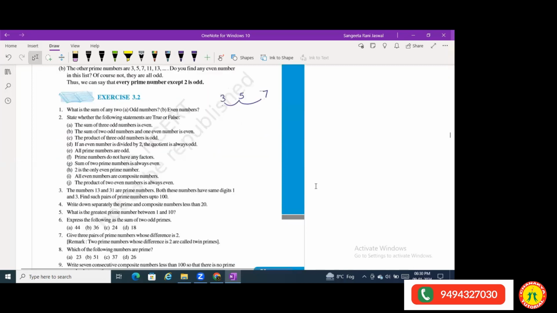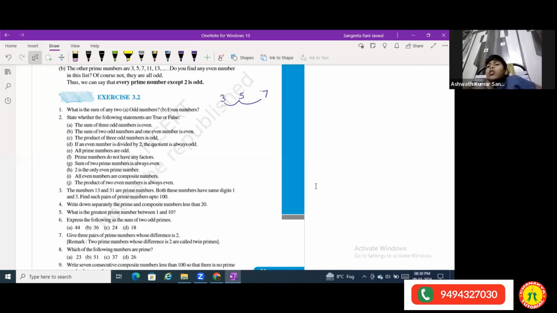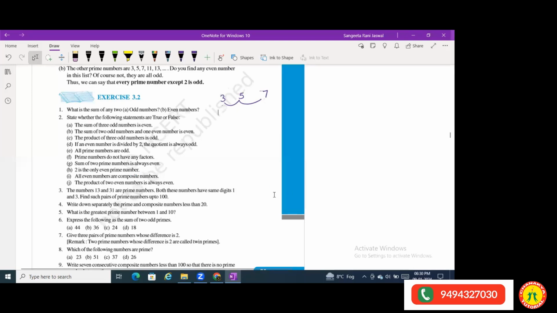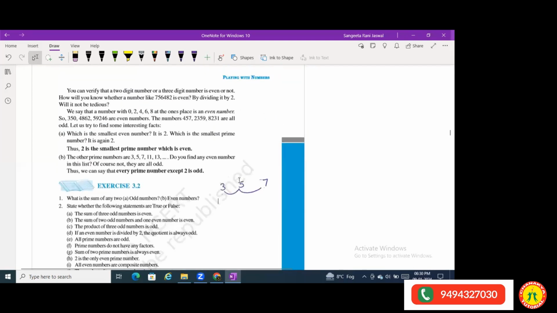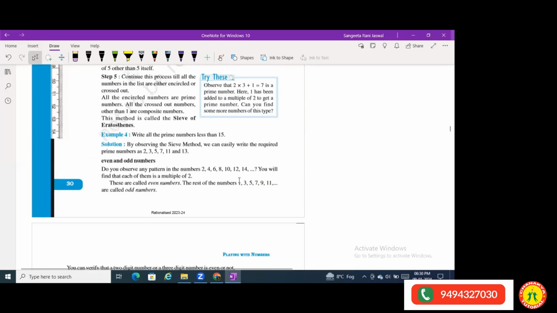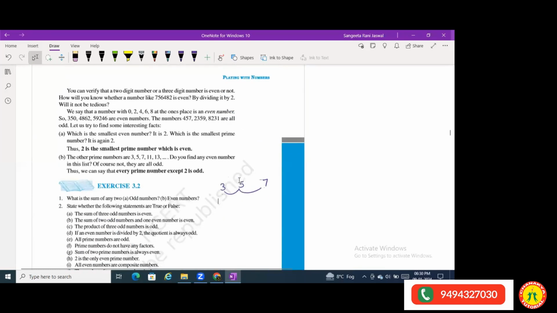So twin primes are where you have a difference of 2. Then you have co-prime numbers also. Co-primes are what? Let me check. One second.